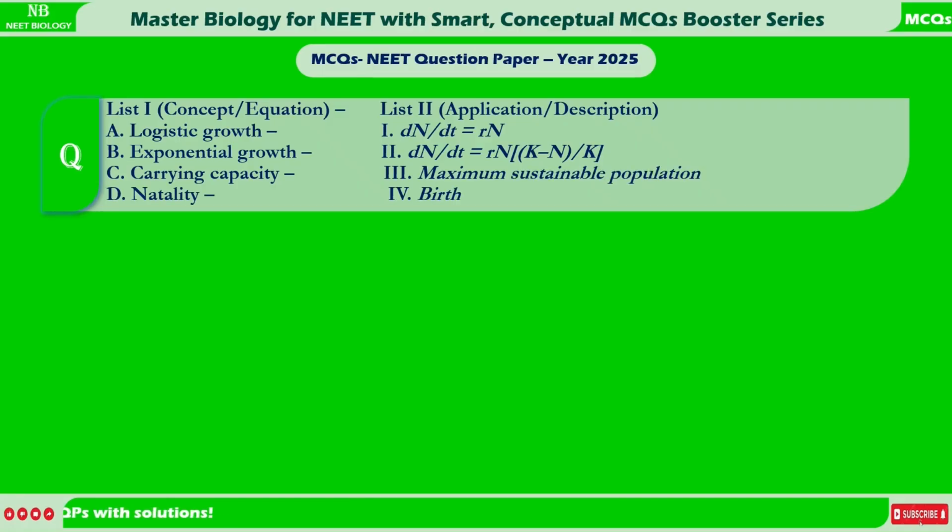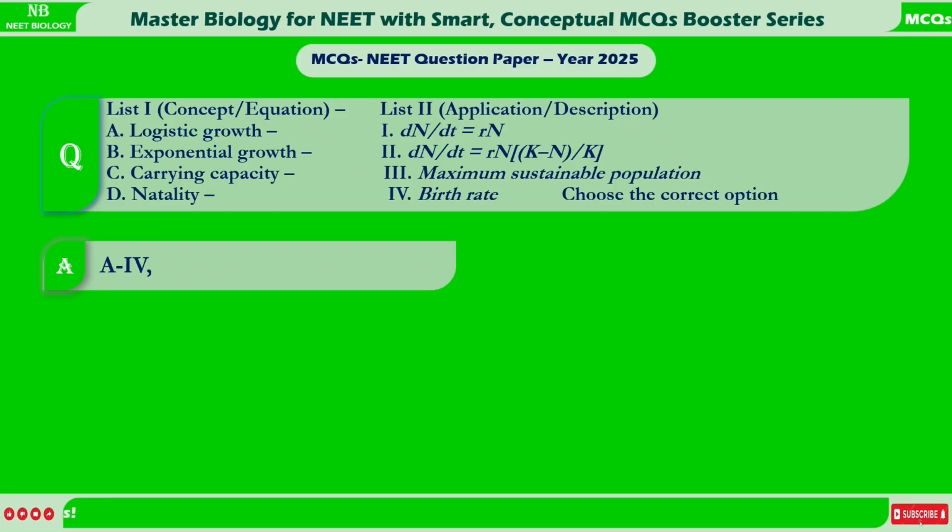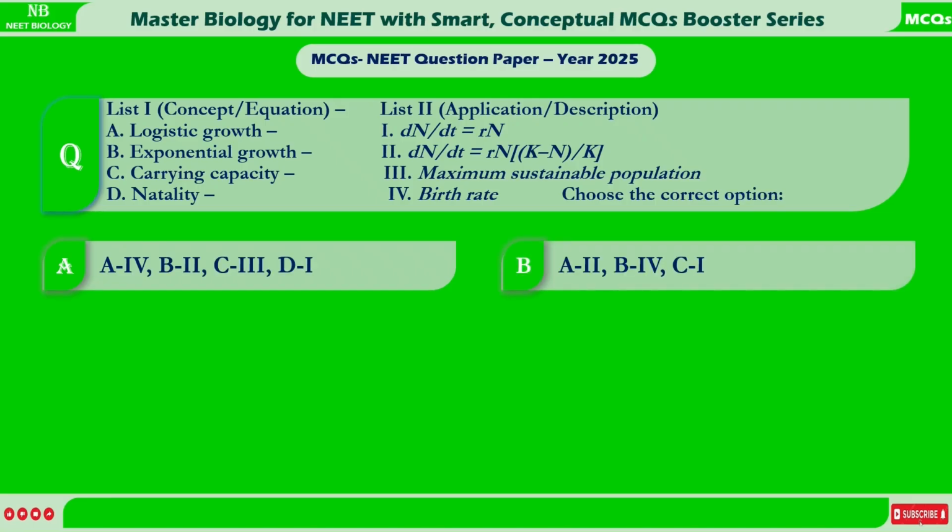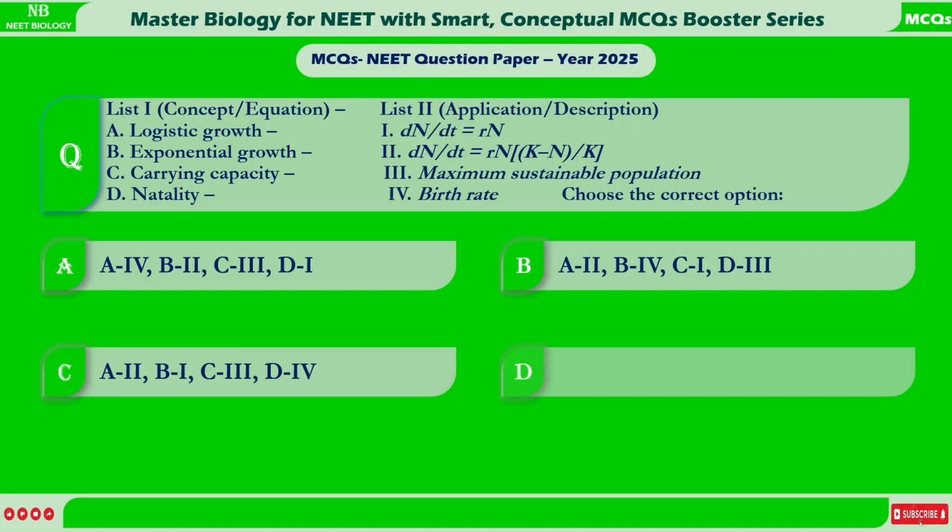Choose the correct option. A. A4, B2, C3, D1. B. A2, B4, C1, D3. C. A2, B1, C3, D4. D. A4, B3, C2, D1.